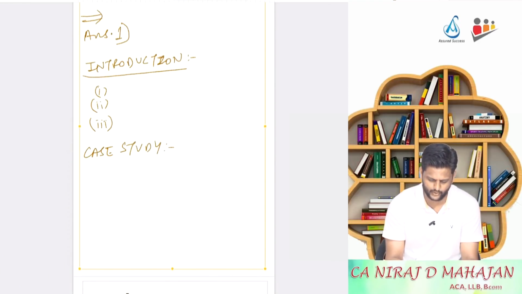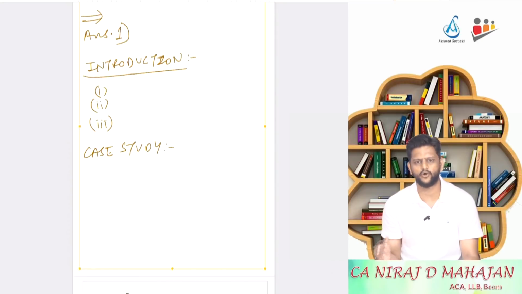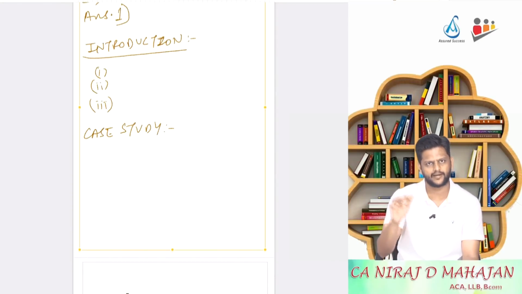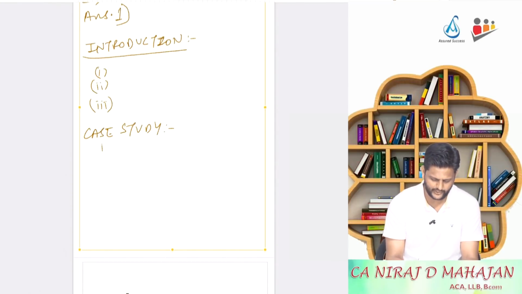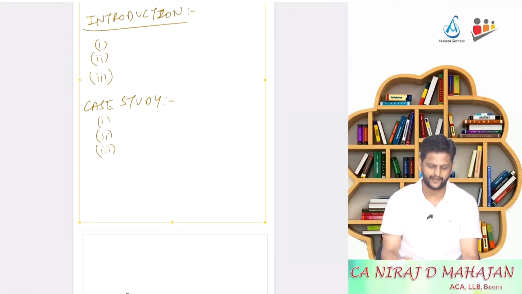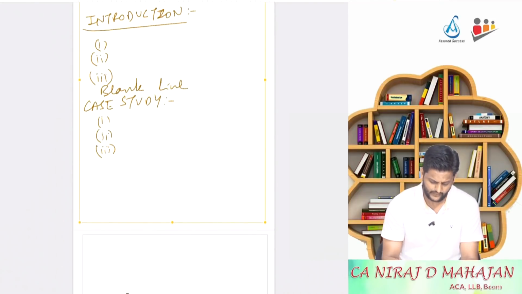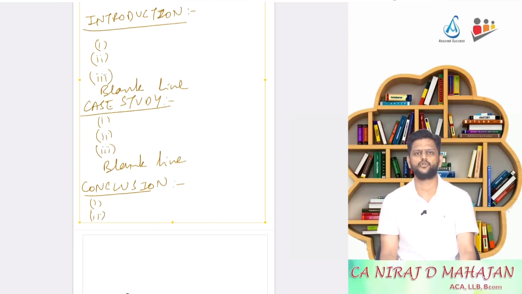Then what wordings you can use for case study? Under the given case study or under the given question, and then write down the details, whatever is given in the question. Write the names, it is very important, whatever details or names are given in the question. And again leave a line. So here it is a blank line. Here also we have a blank line. And then your last part will be conclusion. Again, there can be 1 or 2 points in your conclusion or 1 or 2 lines.